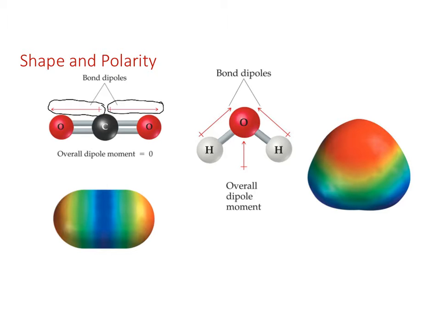Whereas if we look at water, oxygen does not have a linear geometry. Oxygen has this bent geometry because there are 4 electron domains in oxygen. It has an electron domain geometry of tetrahedral. 2 of those domains are bonding, giving us this bent geometry. Because of that, if I look at the 2 dipoles now, both of those vectors do not cancel out. Rather, both of those vectors add together to give us an overall dipole moment of the molecule.